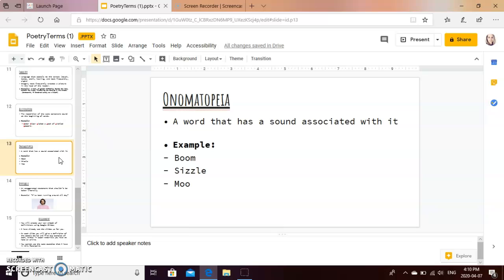Onomatopoeia is a word that has a sound associated with it. You see this a lot, especially in comic books, where there will be almost like a speech bubble above an object if it's making a sound. For example, some of these words might be boom, sizzle, sounds that animals make. Those are all words that basically just represent sounds, so that when you see that word, you think of that sound in your head.